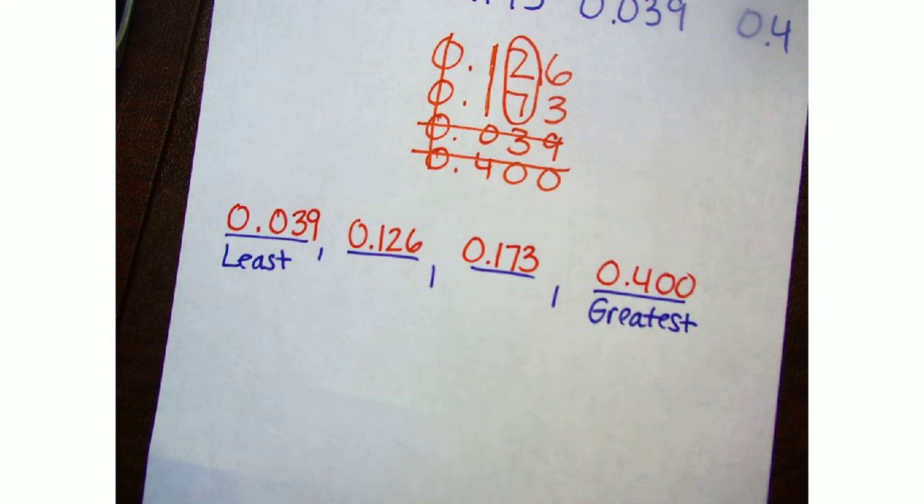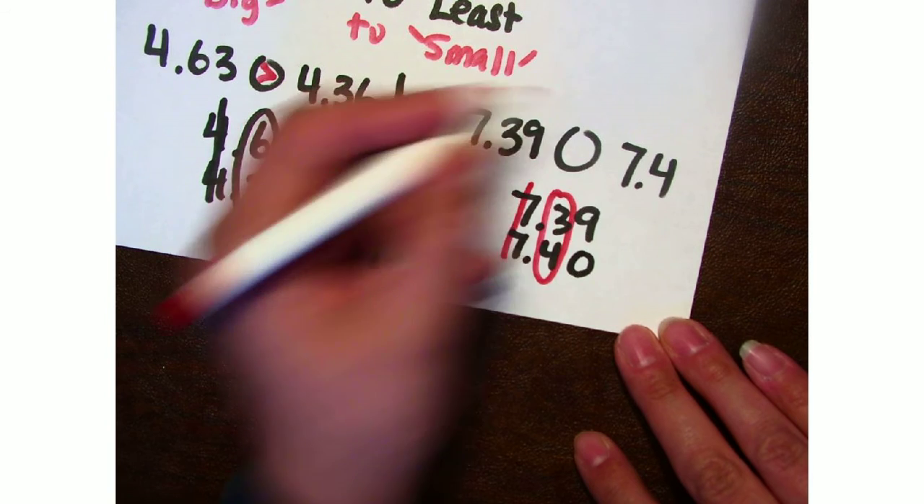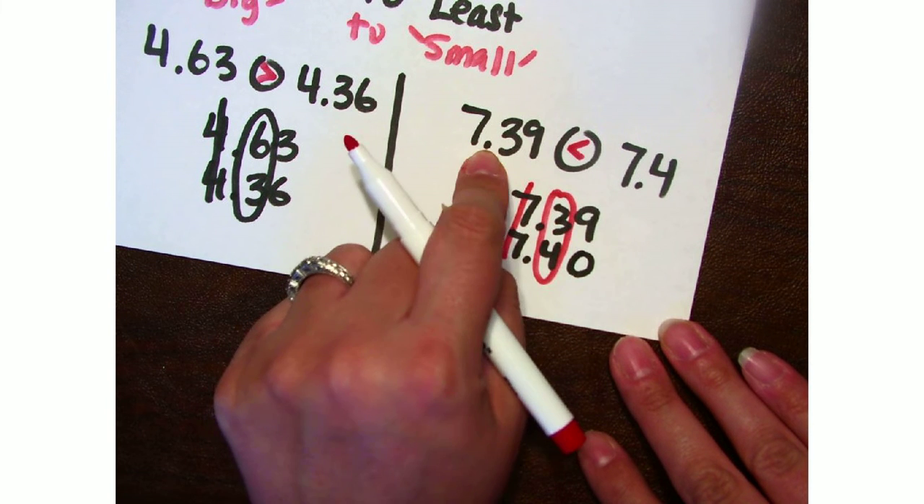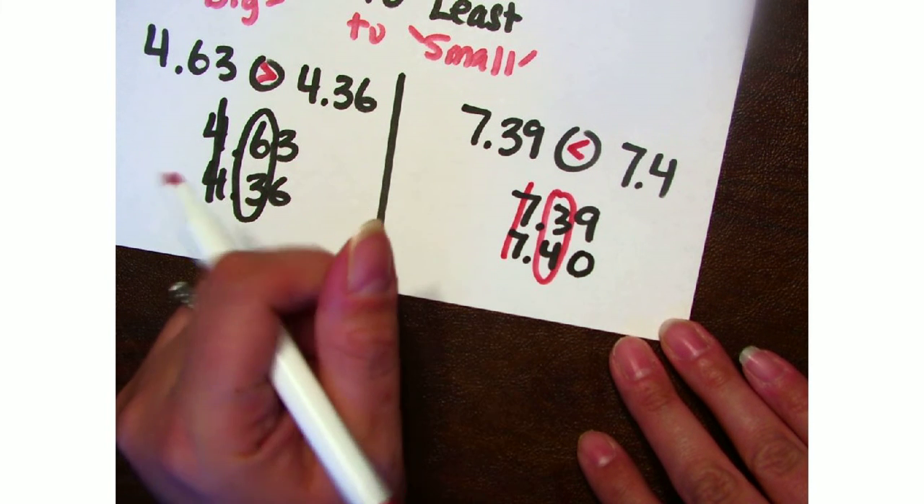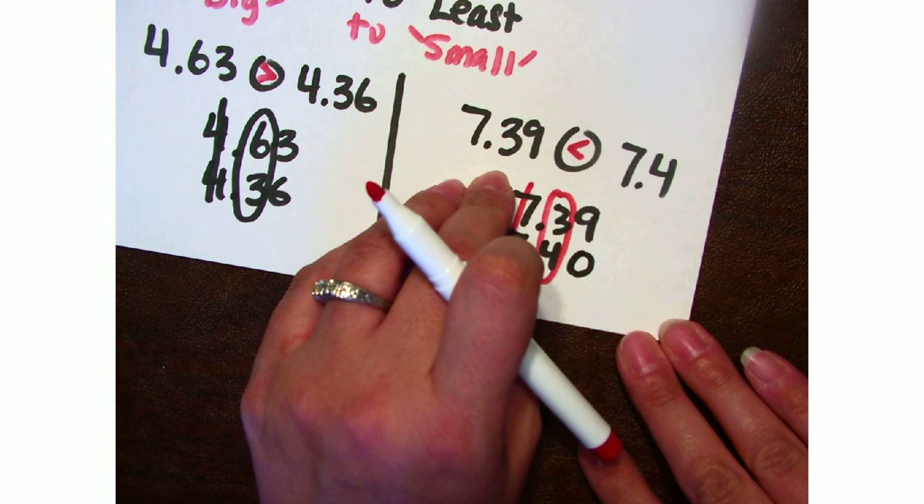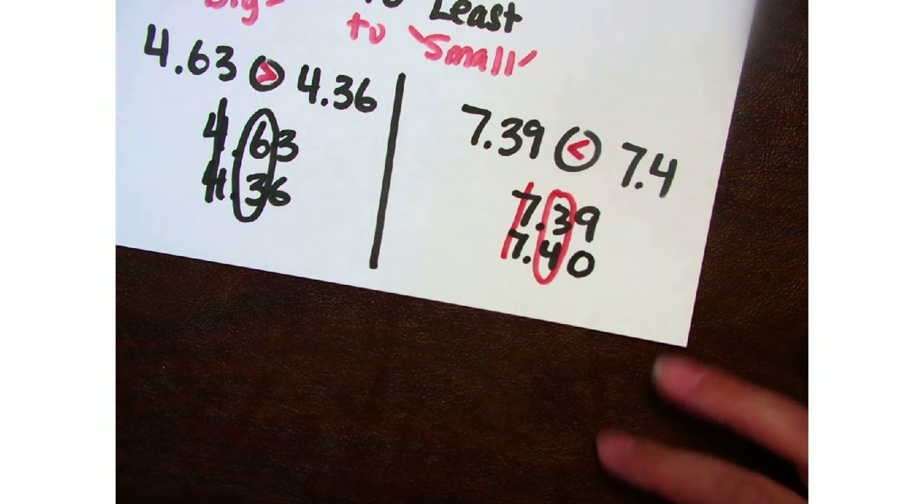And 7.39. So you're going to make that mouth symbol face that. And the way you read it is you read from left to right, just like you would read numbers and words. 7.39 or 7 and 39 hundredths is less than 7.4 or 7 and 4/10.